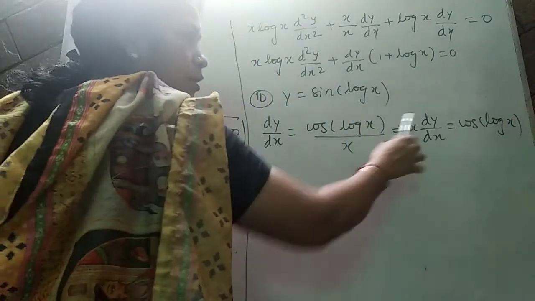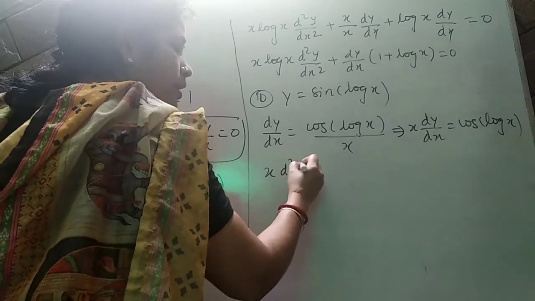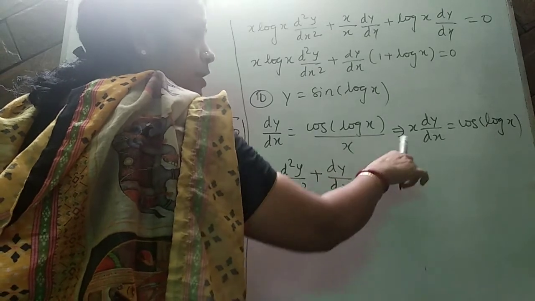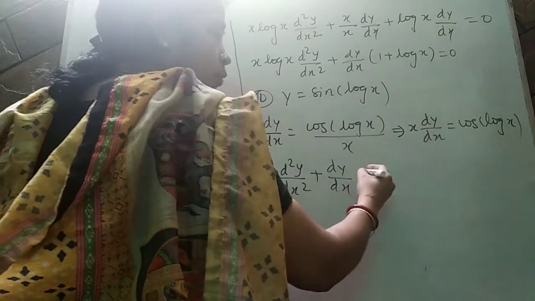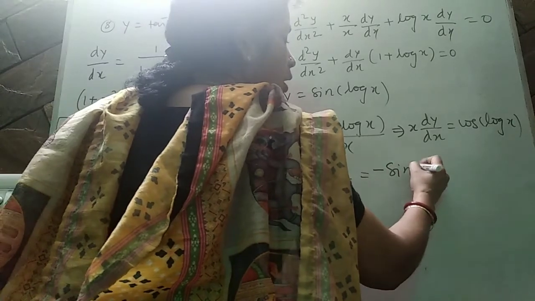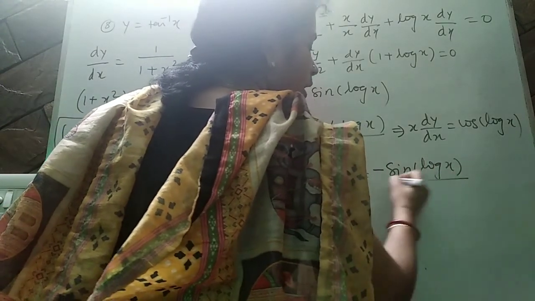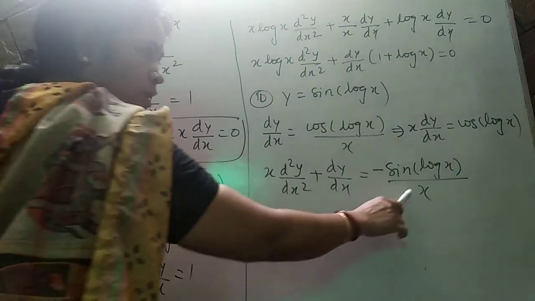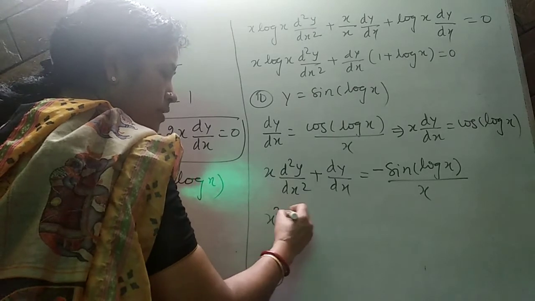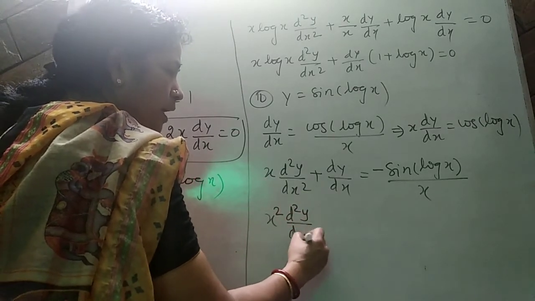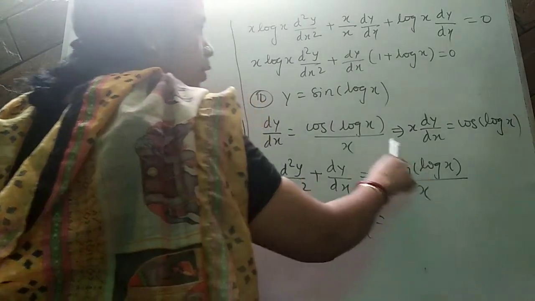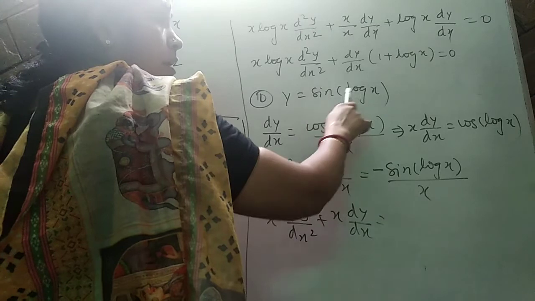Now I do the second derivative differentiation, of course using the product rule. If I keep x constant, then d square y by dx square, plus, if I keep dy by dx constant, the differentiation of x is 1, equal to the differentiation of cos, which is minus sine log x into the differentiation of log x, that is 1 upon x. Now I'm simplifying by cross multiplying: x square into d square y by dx square plus x into dy by dx equals minus sine of log x.